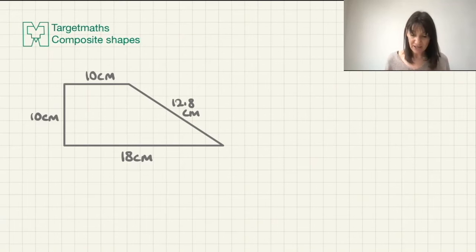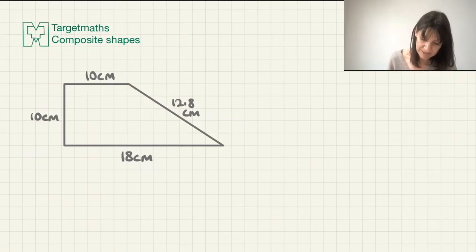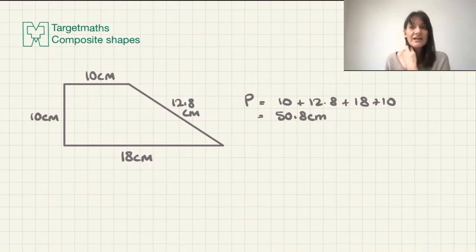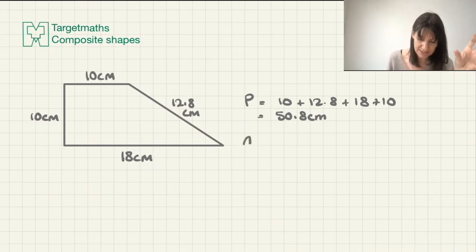Looking at the edges, I don't have any of them missing, so that's helpful. So I haven't got to do any extra work. So perimeter is going to equal 10 plus 12.8 plus 18 plus 10. When I add all of that together, I get 50.8 centimeters. So I've done the perimeter. That was fairly straightforward, fairly easy. Area is now just a little extra detail.